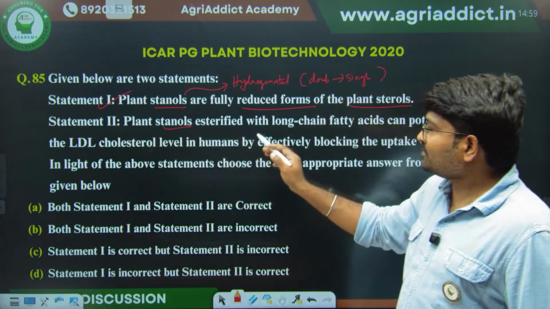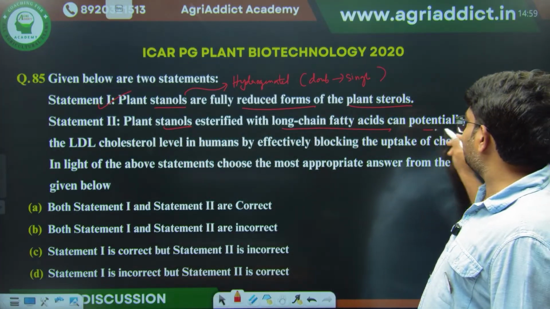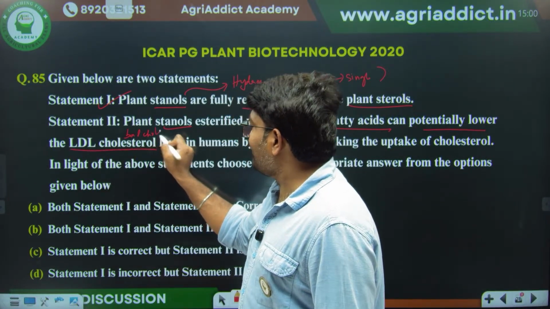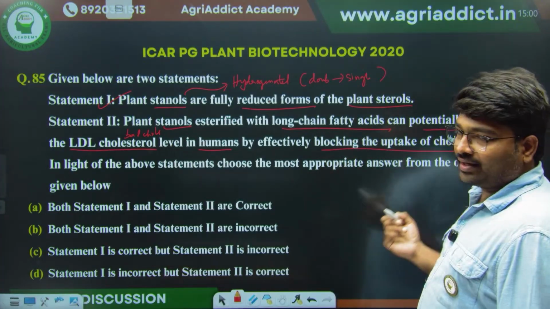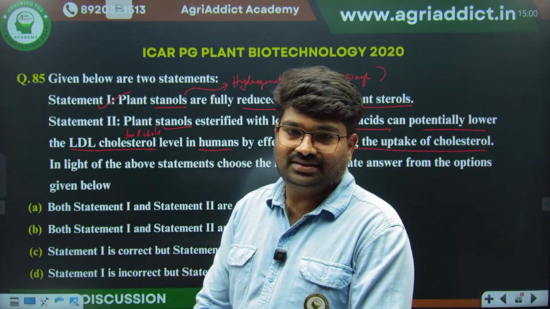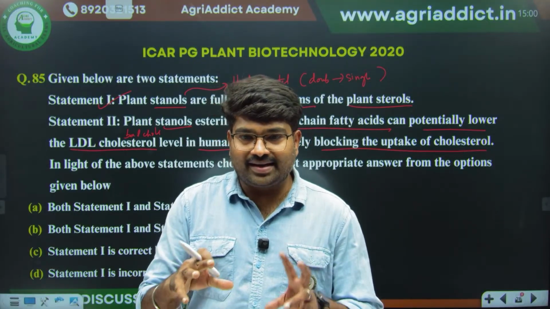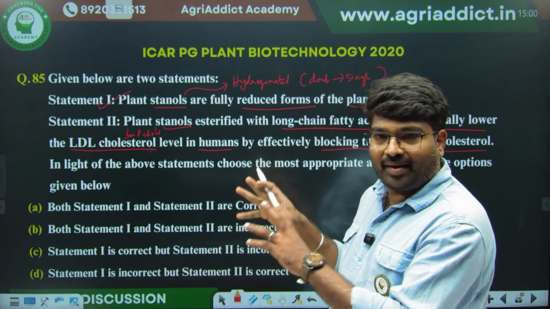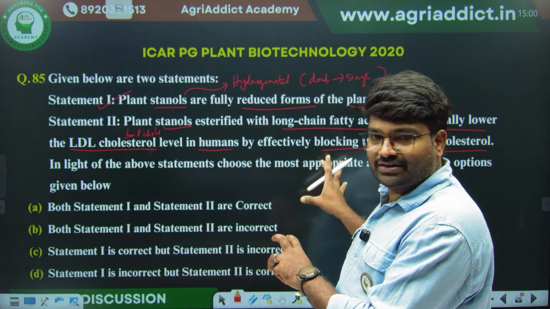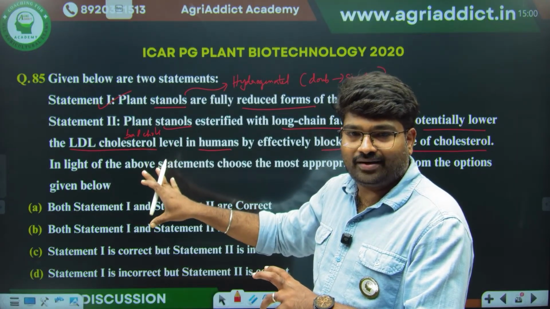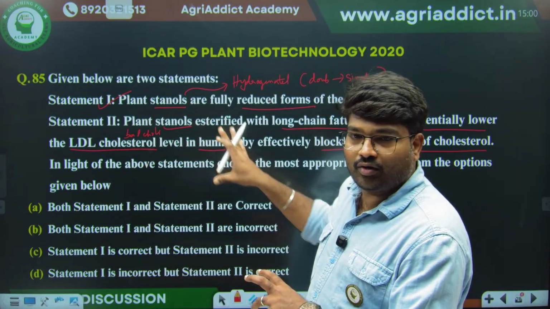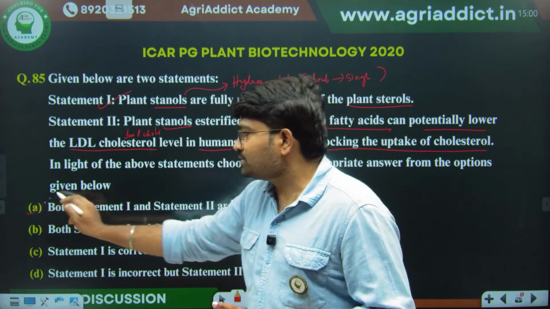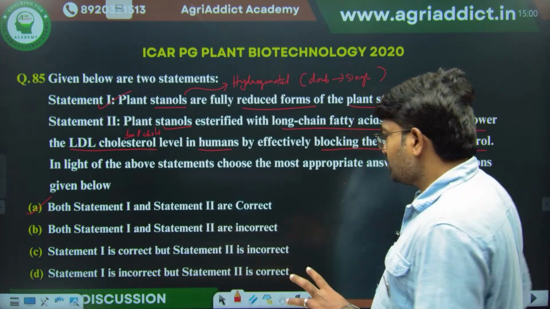Plant stenols, esterified with long chain fatty acid, can potentially lower the LDL level, this is what bad cholesterol, in humans by efficiently blocking the uptake of cholesterol. This is the application aspect. If we consume these stenols, they will act as a competitive molecule, so they will go and bind in the cholesterol binding site. We know LDLs are bad cholesterols. So if these stenols bind, the accumulation of LDL will be reduced. It will be beneficial for humans. So both statements 1 and 2 are correct.